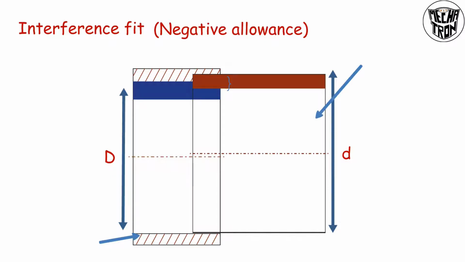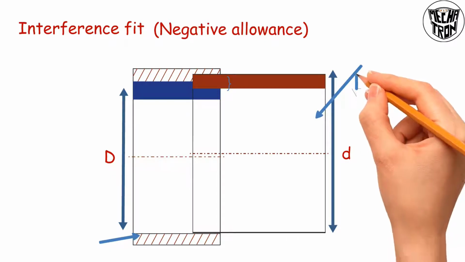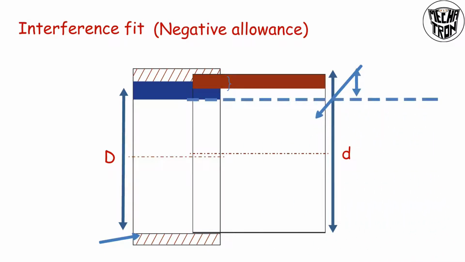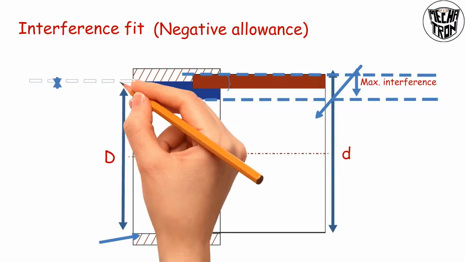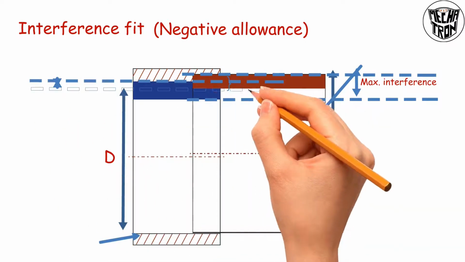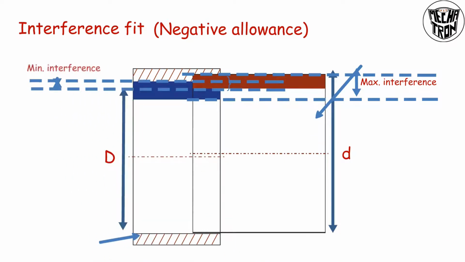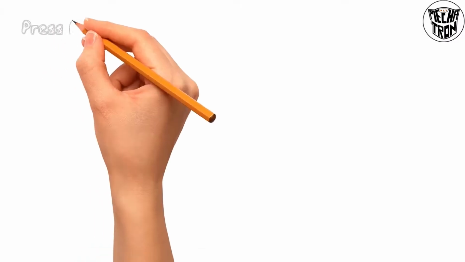And you can see here, this distance between the minimum limit of the hole and the maximum limit of the shaft is called the maximum interference. And this gap between the maximum limit of the hole and the minimum limit of the shaft is called the minimum interference. Examples of interference fits are press fit, driving fit and forced fit. Now we will see these one by one.